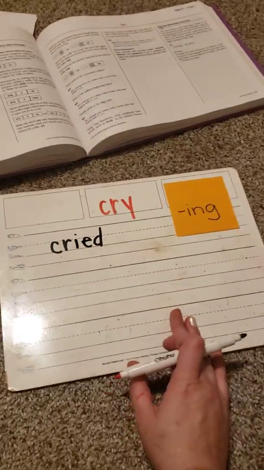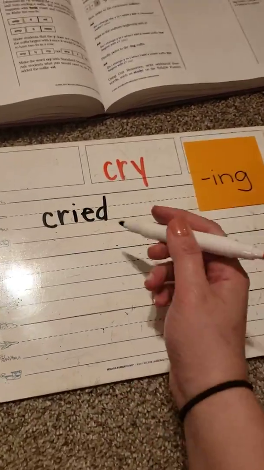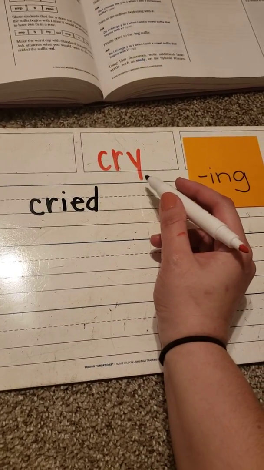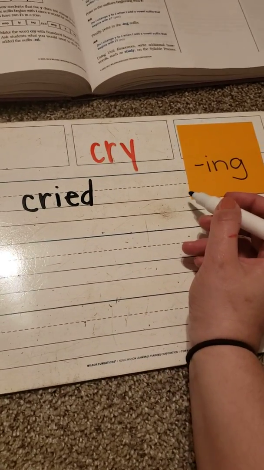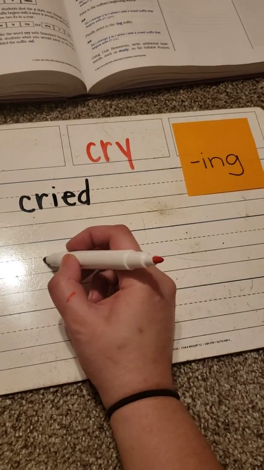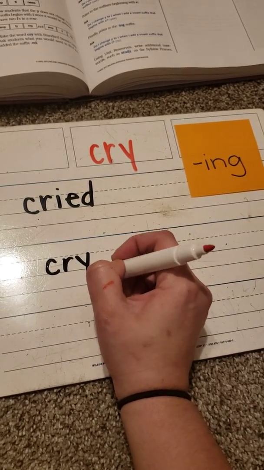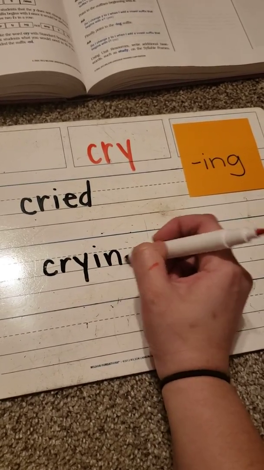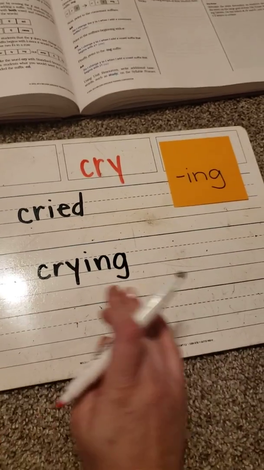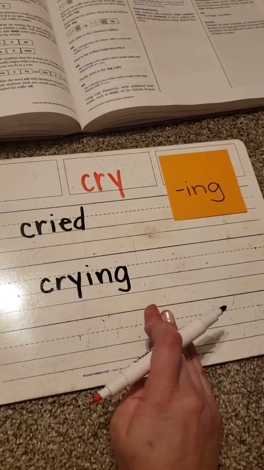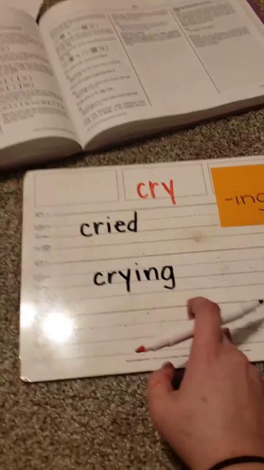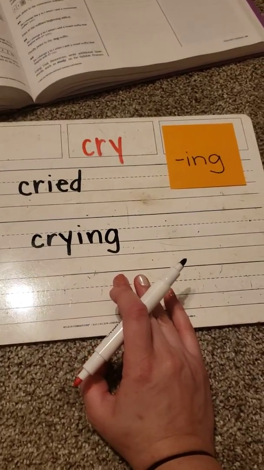Now, remember that mistake I made? Don't make that mistake that I made. All right? So instead of that Y changing into an I, we don't want that double I situation. It's going to be crying. Crying. Miss Miranda can now stop crying because she fixed her mistake. See? I'm not crying.